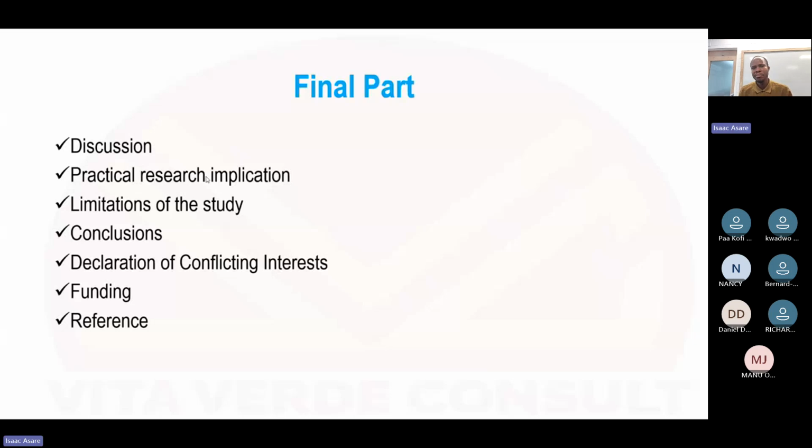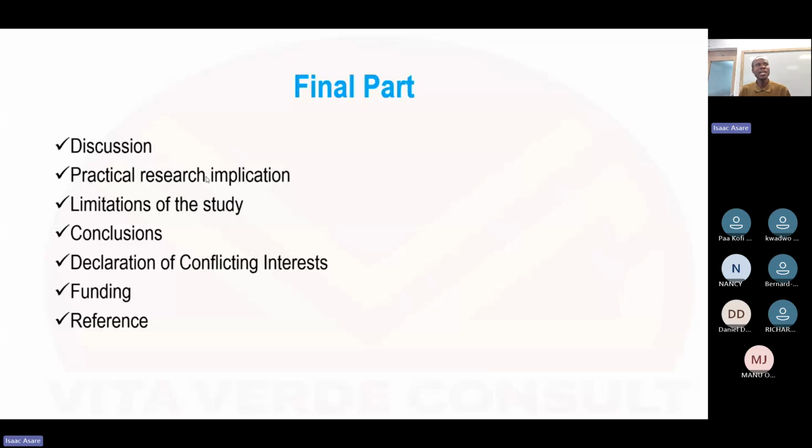And help them. So let's be very, very conscious when it comes to the research implication. You can just tailor it to your community, to your society, to your country, and then the global as a whole. It is very, very important. Then we have limitation of the study.